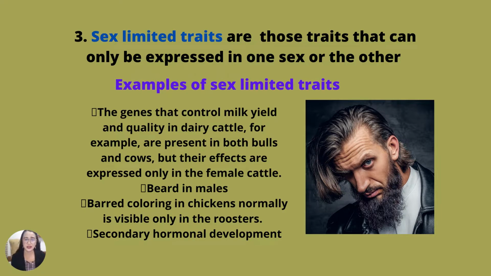Sex-limited traits are generally autosomal, which means they are not found in the X or the Y chromosomes. Sex-limited traits are those that are expressed exclusively in one sex. However, sex-influenced traits are expressed in both sexes, but more frequently in one than in the other sex. Examples of these are the genes that control milk yield and quality in dairy cattle. These genes are present in both bulls and cows, but their effects are expressed only in female cattle.